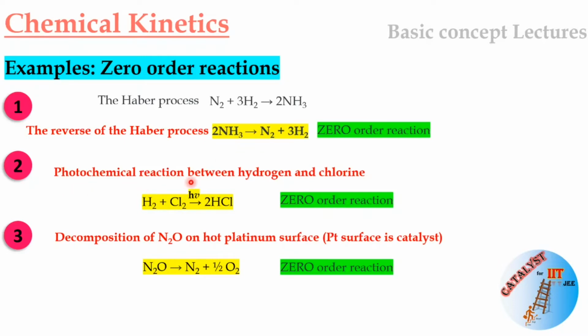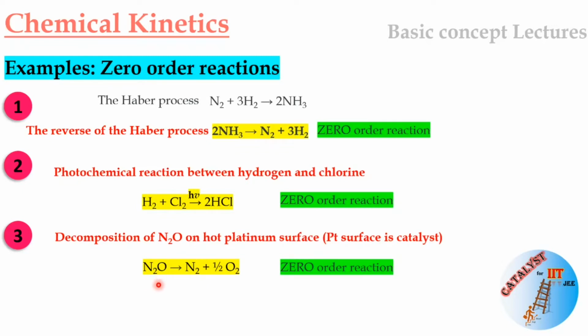Photochemical reactions between hydrogen and chlorine are also an example of a zero order reaction, where you mix hydrogen and chlorine in presence of light, hν means light, and you get HCl, hydrogen chloride molecules, 2 hydrogen chloride molecules. So this is an example of zero order reaction. Decomposition of N2O on hot platinum surface is also an example of zero order reaction.